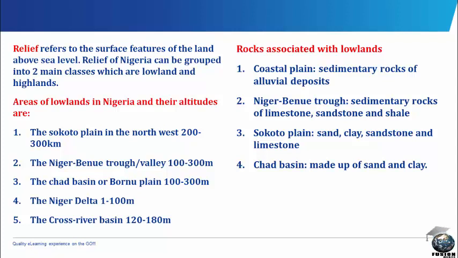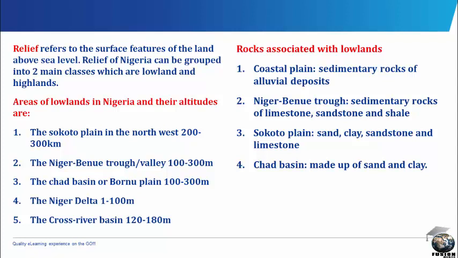Areas of lowlands in Nigeria and their altitudes are: 1. The Sokoto Plain in the northwest, 2. The Niger-Benue Trough Valley, 3. The Chad Basin or Borno Plain, 4. The Niger Delta, 5. The Cross River Basin.